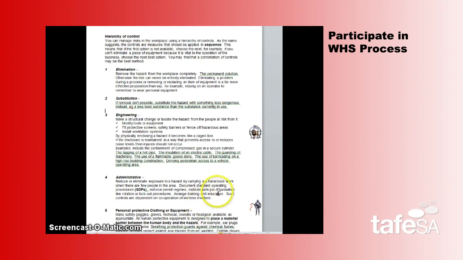I hope you have found this example useful for when you need to classify hazards, assess their risk, and then apply the control. If you have any more questions, please speak with your lecturer.